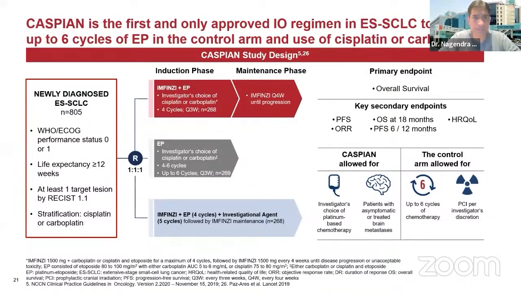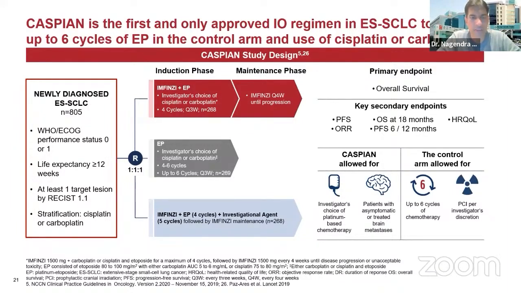The CASPIAN trial was the first and only approved regimen in extensive stage small cell carcinoma to use up to 6 cycles of etoposide platinum in the control arm, and use of cisplatin or carboplatin can be used. So this is the only trial which has used both platinums, cisplatin or carboplatin. There was a flexibility of using platinum in this trial.